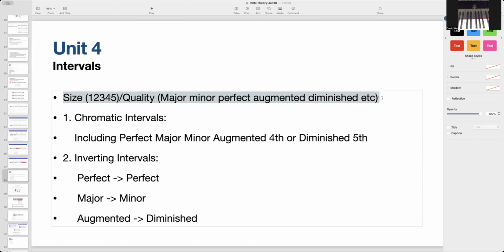Everything is between two notes, like the distance between two notes. For example, one is a major third, like C and E. If you place C and E together, the distance or the interval between them is a major third.